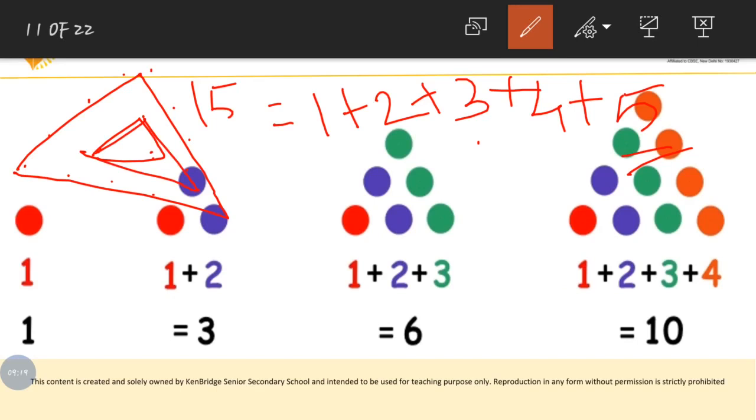So likewise, whenever you get a number and you want to form a triangle shape, just think about this. You just have to do 1 plus 2 plus 3 plus 4 plus 5. Likewise, you write and find out the total. If the total is equal to the given number, then you can make a triangle shape.